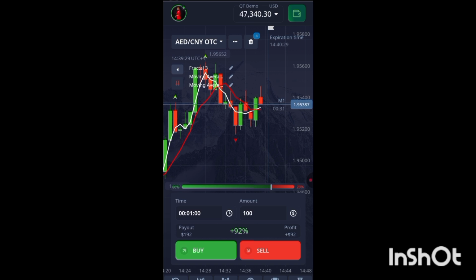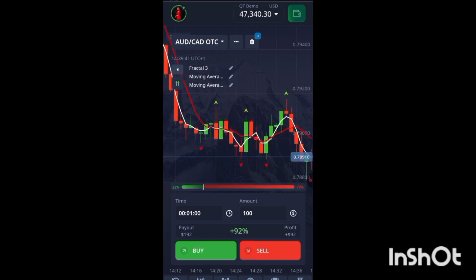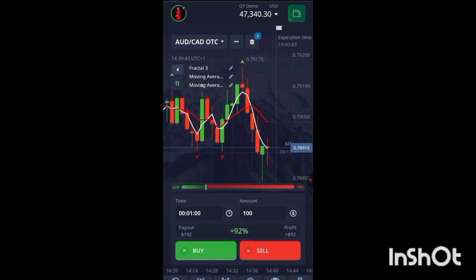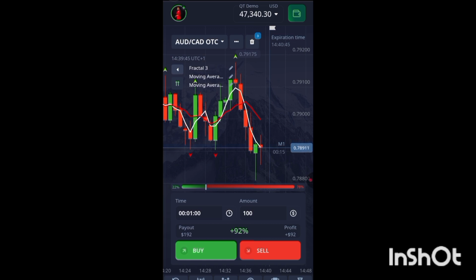If you see the candles going side by side, please do not take a trade. It means the market is consolidating, is not trending. Please don't take a trade. When you see the long wicks, all these long things showing on the candles, do not take a trade. It means the market is very volatile.